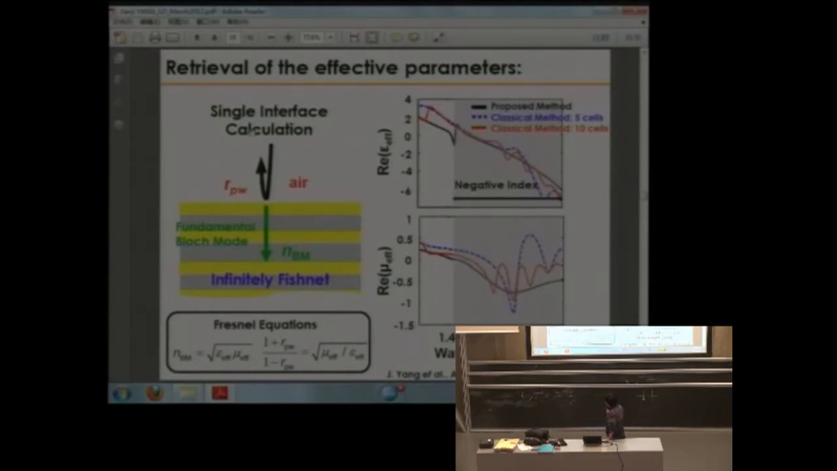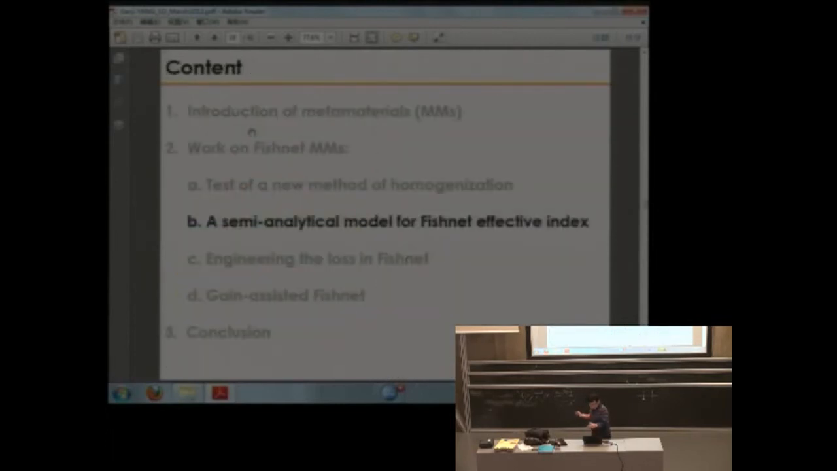So now, it's clear that we can take the effective index of the fundamental Bloch mode of the fishnet as the effective index of the fishnet structure. So in the following, we make an analytical model for the effective index of the fundamental Bloch mode of fishnet metamaterial.